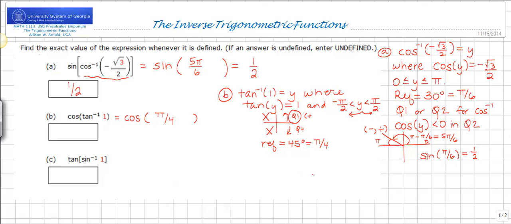Now we know that same reference angle, same triangle. We know that the cosine of pi over 4 is 1 over root 2, and some of you prefer to write root 2 over 2.